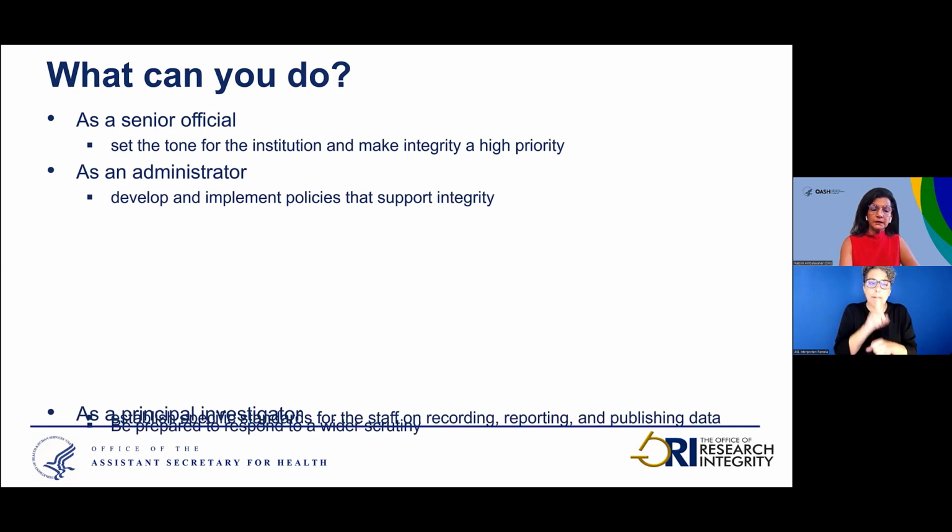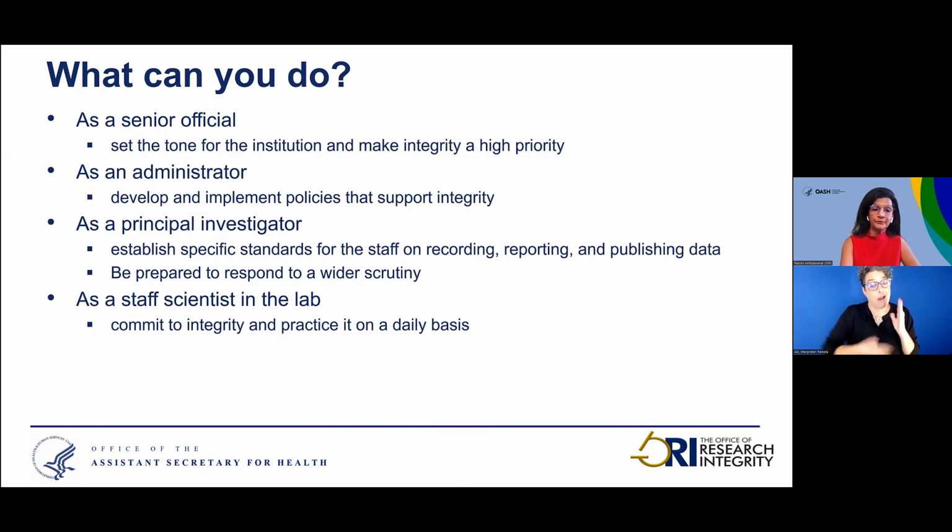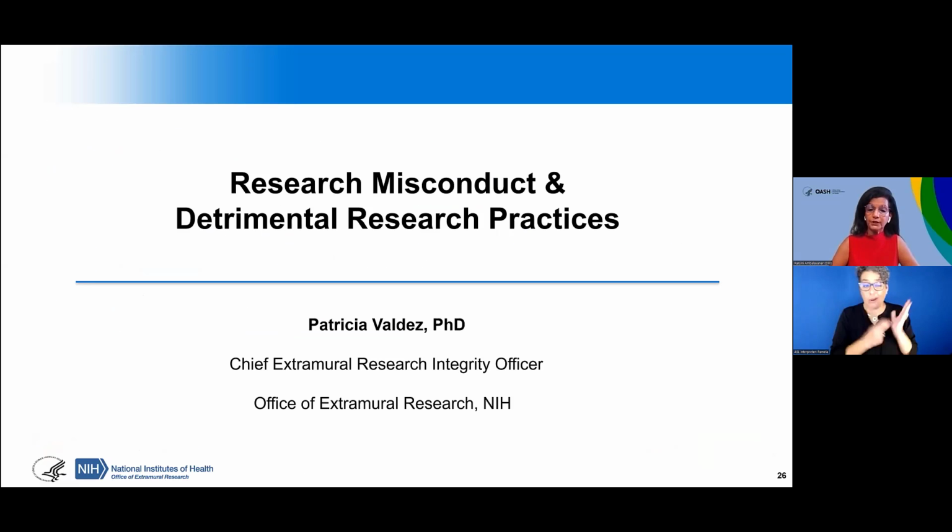And as an administrator, keep up the policies and procedures. And as a PI, establish specific standards for the staff in recording, reporting, and publishing data. And as a staff scientist in the lab, postdoc or grad student, commit to integrity and practice it daily.